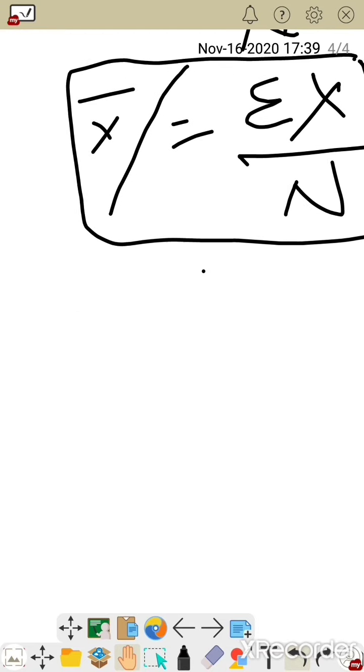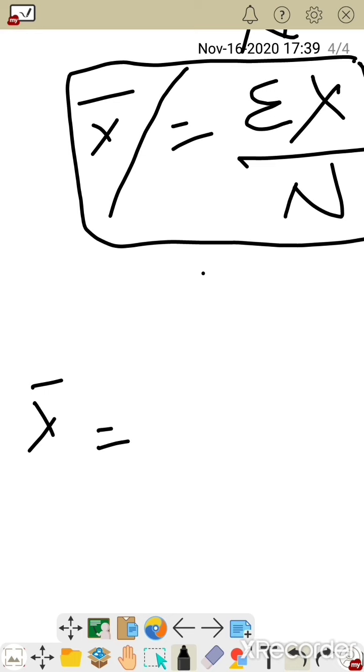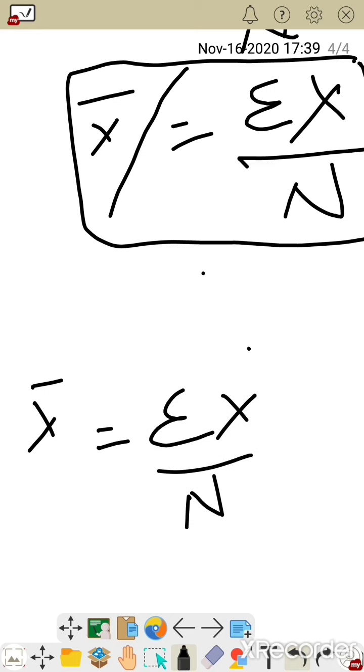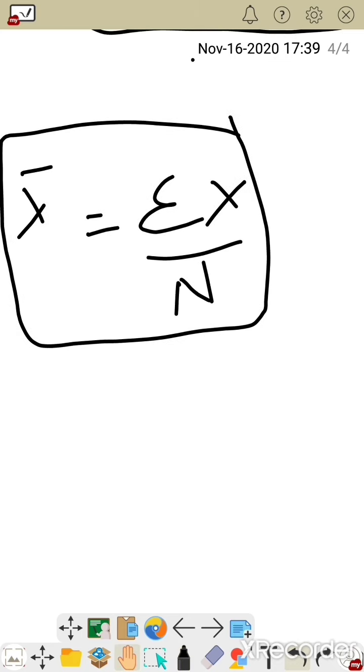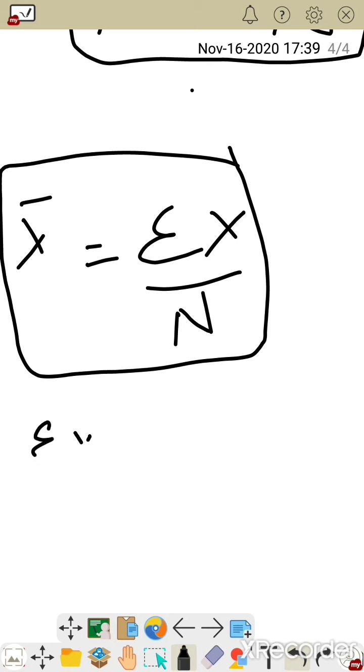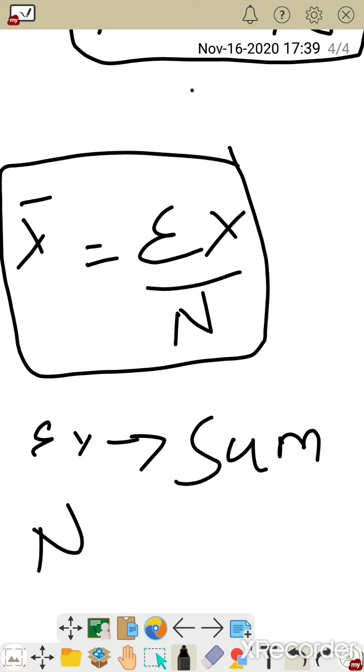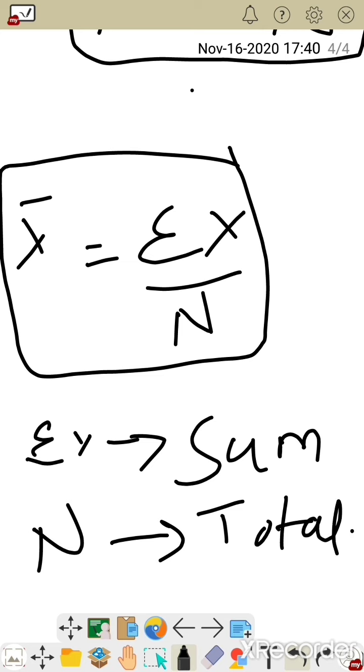What is the formula, students? X bar is equal to sigma x divided by n. Here sigma x is equal to the sum of all the observations, and n is equal to the total number of observations. This is how you calculate the mean for ungrouped data by simple or direct method.